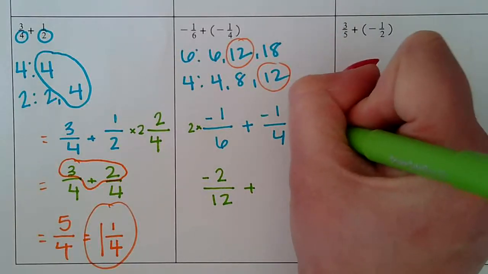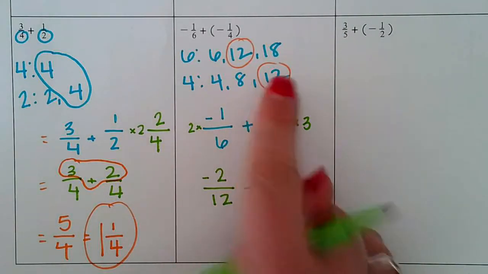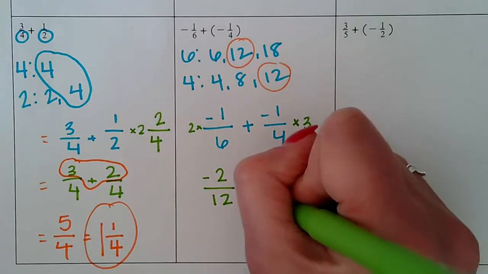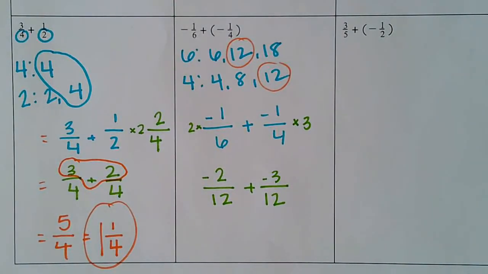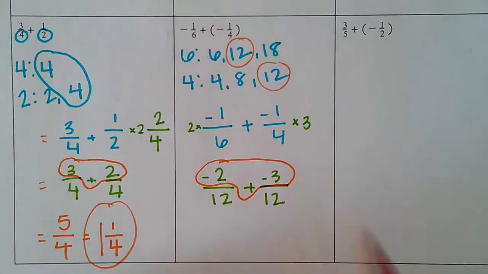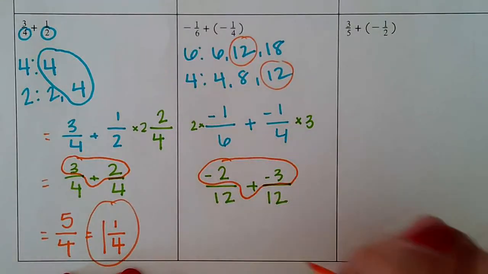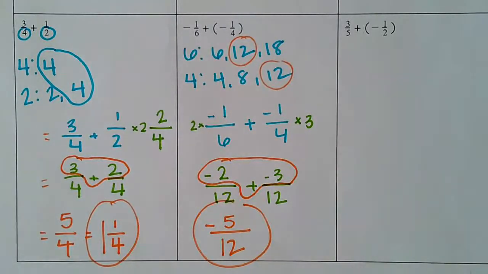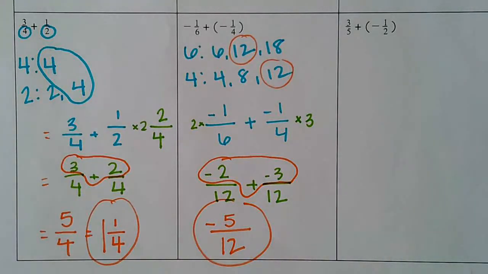Plus, over here, I'm going to multiply by 3. 1, 2, 3. 3 times negative 1 is negative 3. 3 times 4 is 12. Okay, so now I go ahead and I have the same denominator, so I can focus on my numerator. When I have negative 2 added to negative 3, so 2 negatives and 3 negatives combined, I will get a total of negative 5 twelfths as my answer. And that negative can stay up top attached to that 5, or it can kind of come down here. It is for the whole. It is one whole negative fraction.